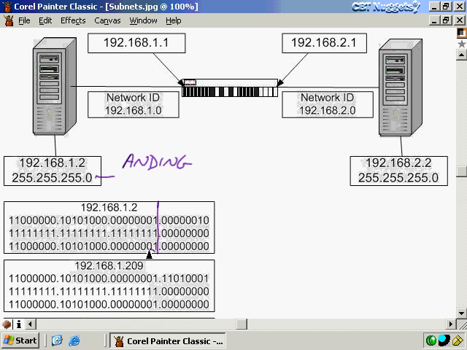Now, if this host is trying to communicate with a destination that is 192.168.1.209, then it also does an ANDing process on that destination host, and it comes up with the same conclusion by the time it's done ANDing. And so we see that all of these binary bit positions are exactly the same between these two hosts. Now, if it turns out that they are both the same, like we see here, that means it will send it to its own broadcast network.